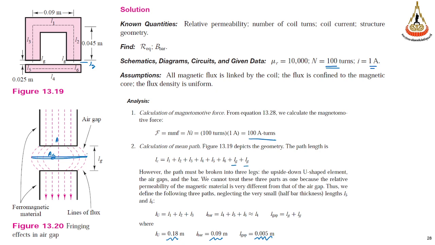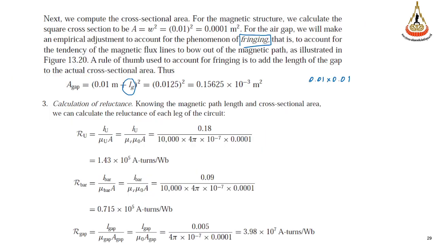Okay, if we consider fringing from here, but usually we can neglect it and use the same area. But in this case we have the area of the gap like this square here. A little bit more detail, right, when we consider the fringing flux here.